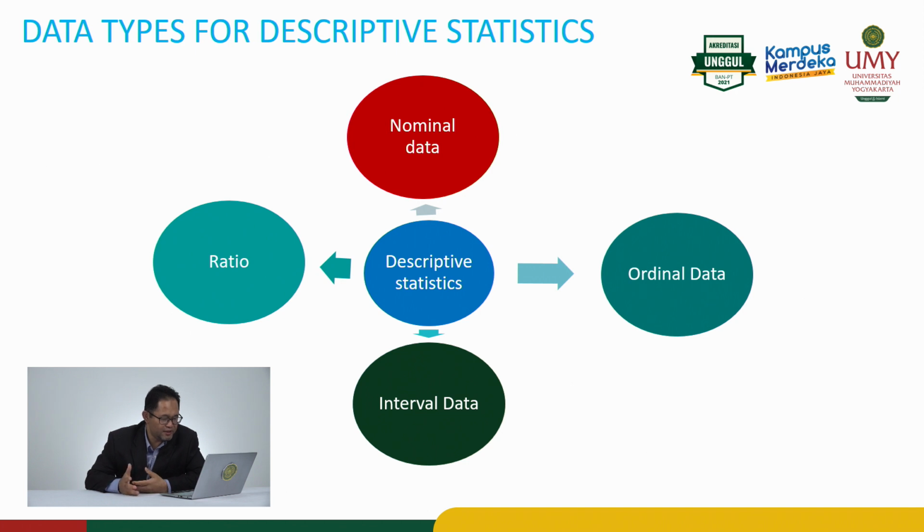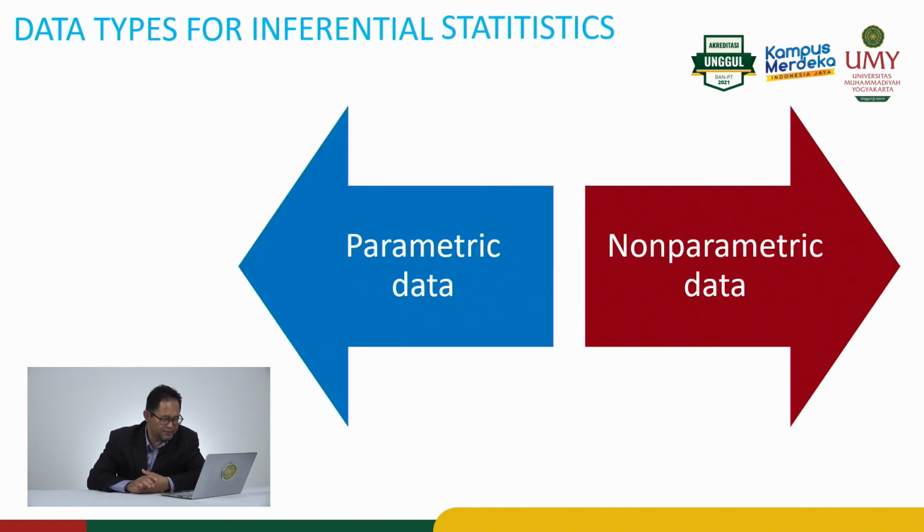This one, the type of data, we have already learned: nominal, ordinal, and interval and ratio. And then, for inferential statistic, there are two types of data. The first one is parametric data, and the second one is non-parametric data. What is parametric data? Parametric data means the data that follow the normal condition, normal curve.